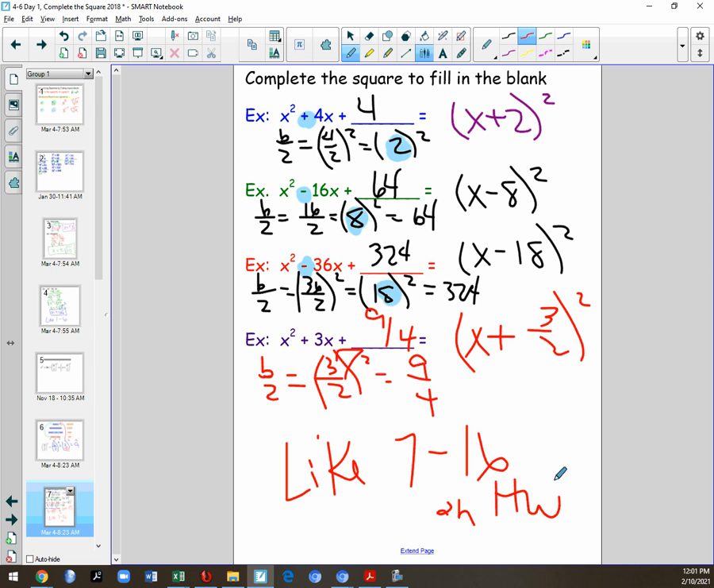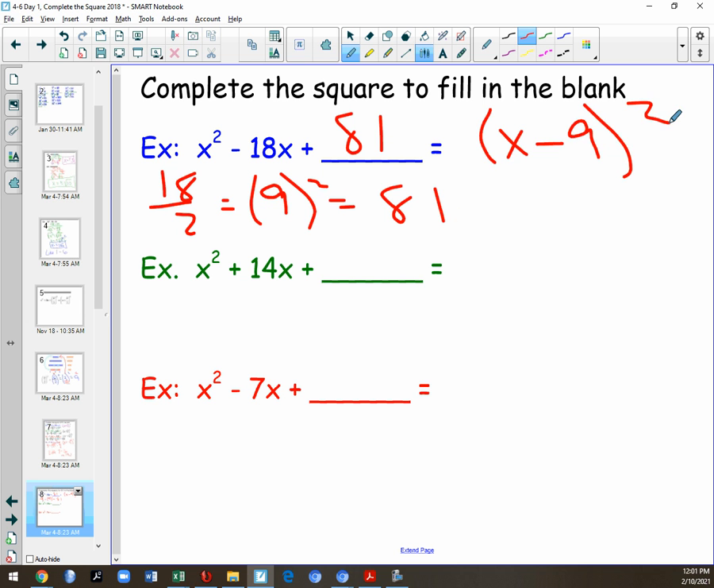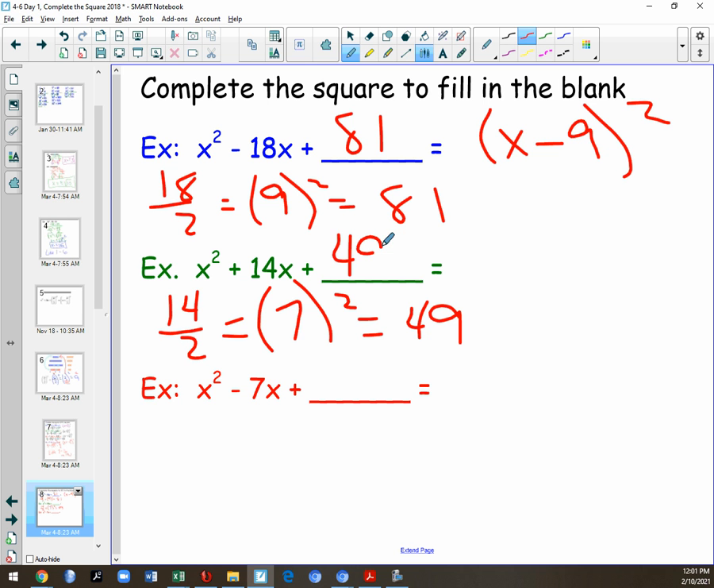On the homework. So let's try this 3 more times to make sure that you understand what you're doing. 18 divided by 2 is going to be 9. Squared is 81. So that gives you x minus 9 squared. Next one, 14 divided by 2 gives you 7. 7 squared gives you 49. So 49 goes here, and this is going to be x, take the middle term, plus 7 squared.